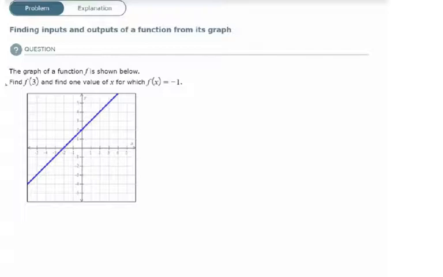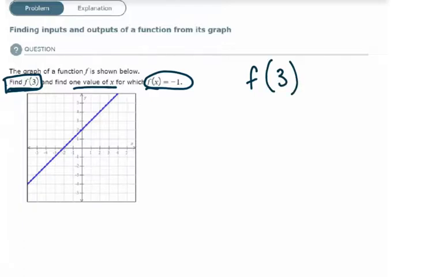So first thing we do is we read our question very carefully. The graph of a function f is shown below. Find f of 3 and find one value of x for which f of x equals -1. So let's interpret what they're asking us to find. They're asking us to find two separate things. The first one is asking us to find f of 3.